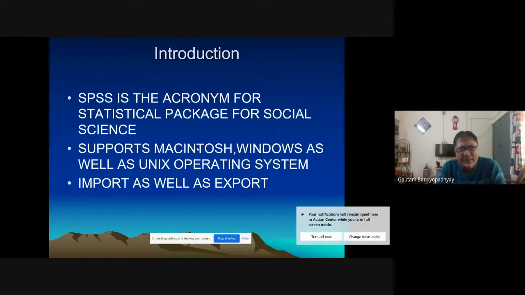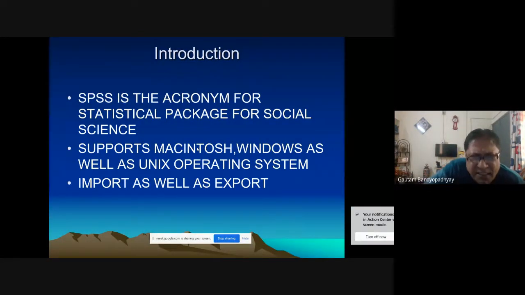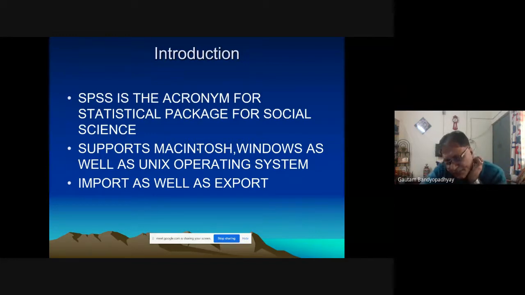So SPSS is basically an acronym for Statistical Package for Social Science. It supports different types of operating systems like Macintosh, Windows, as well as Linux. It has a very interesting feature, that is import as well as export. I am telling you what is the meaning of these. Maximum we are well known with the Excel sheet. So you collect your data, secondary as well as primary, in the Excel sheet.